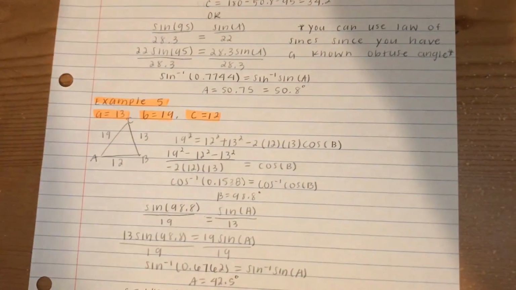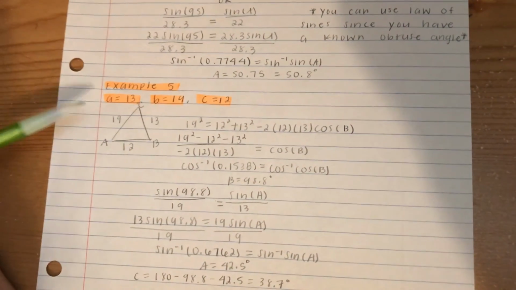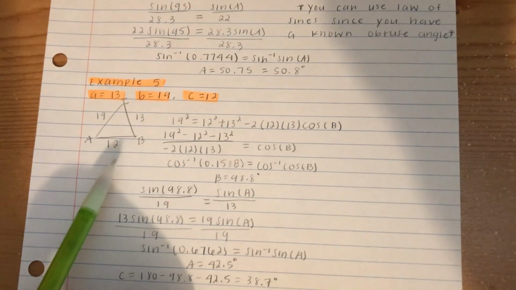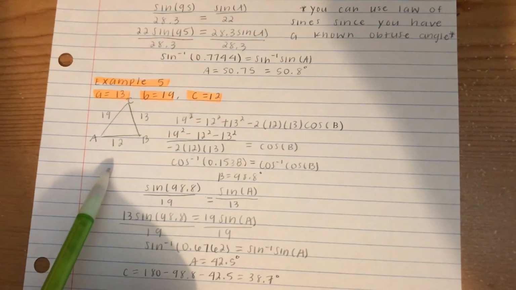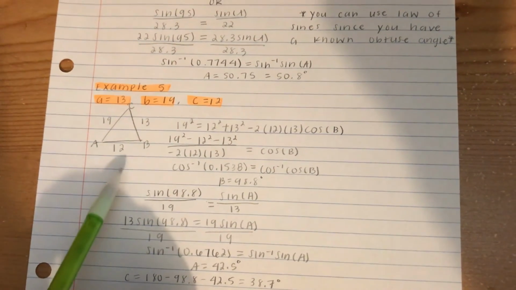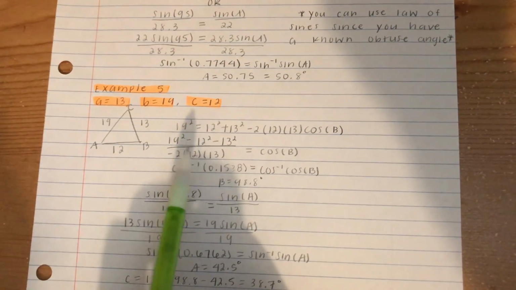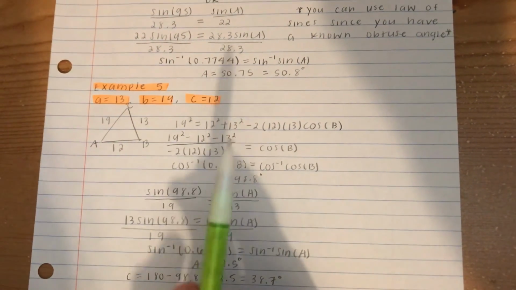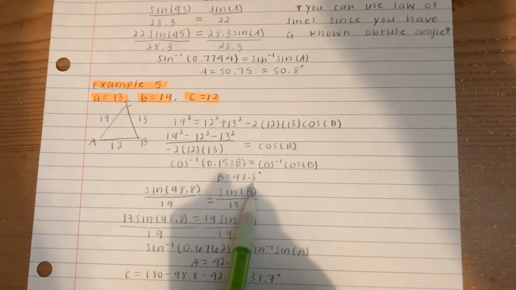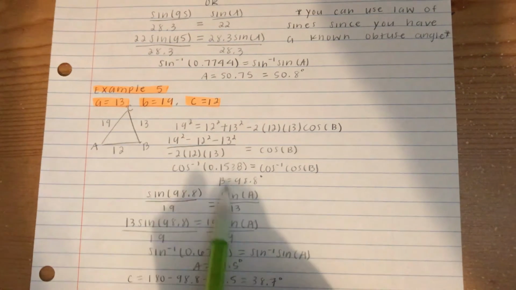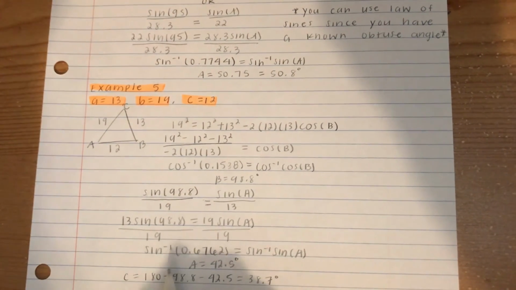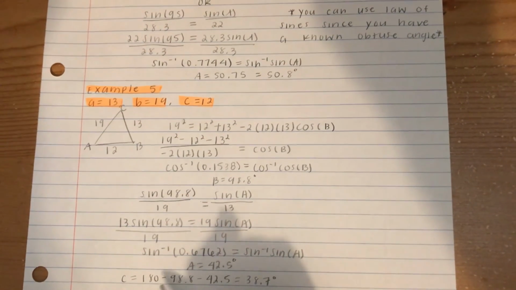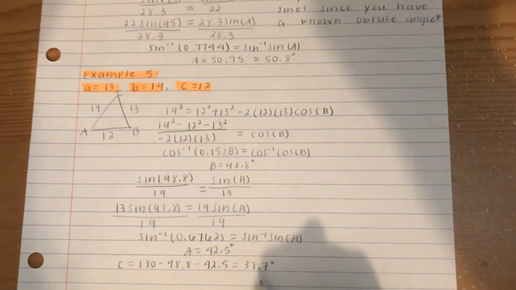Next, let's take a look at this example. We're given 3 side measures here. Side A is 13, side B is 19, and side C is 12. So we can plug this into the second formula and we'll get the measure of angle B is 98.8 degrees. Again, we have a known obtuse angle, so we can just use the law of sines to solve for angle A and then subtract both angles that we have to get the final measure of angle C.